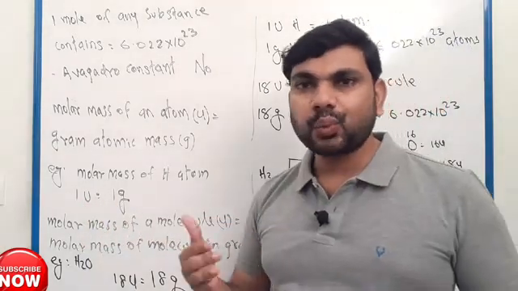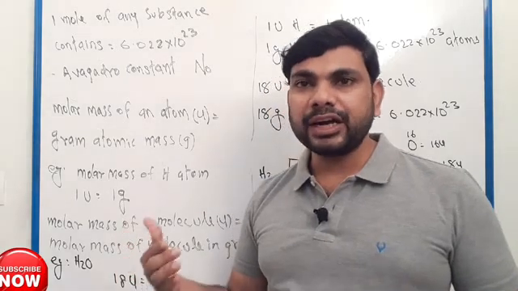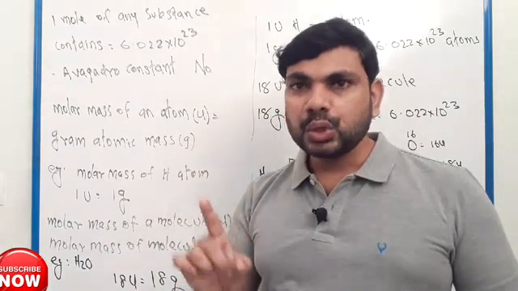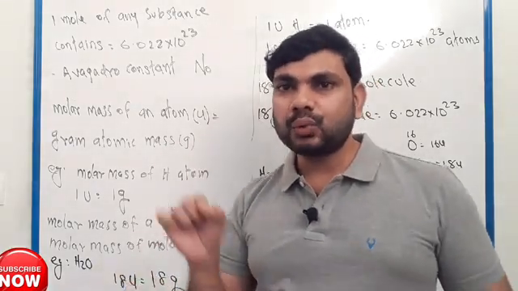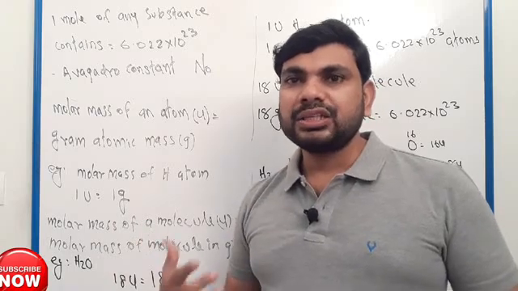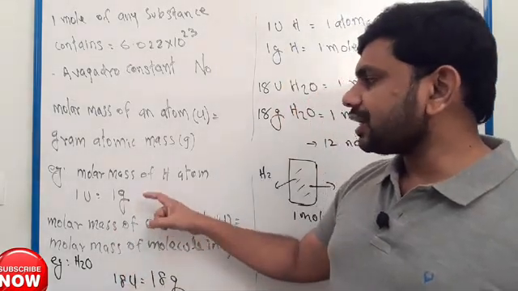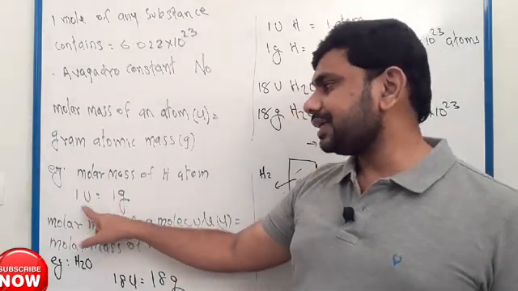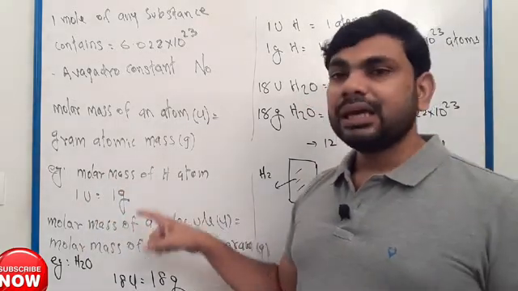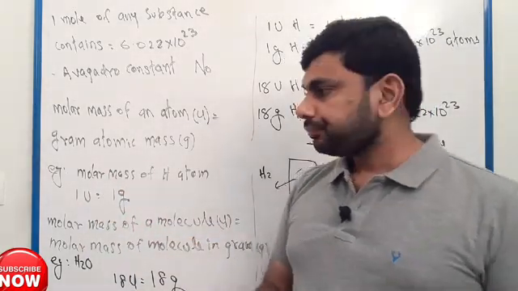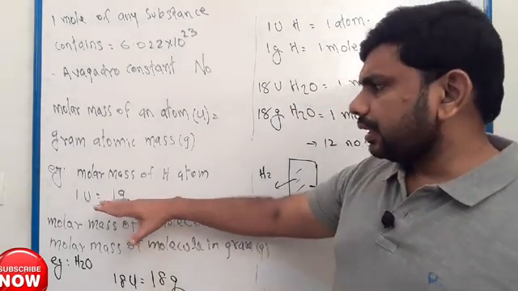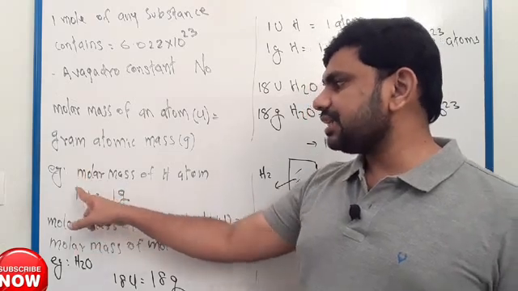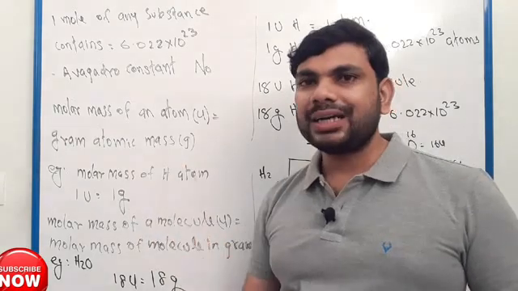What is the meaning of this? 1 U equals 1 G. The mass of a hydrogen atom is in unified mass. Atomic mass of hydrogen is 1. So 1 unified mass equals 1 G. What is G? G means mass of hydrogen atom in gram. So mass of hydrogen atom in unified mass equals mass of hydrogen atom in gram. Here this is equal because the digit is equal. 1 U equals 1 G.